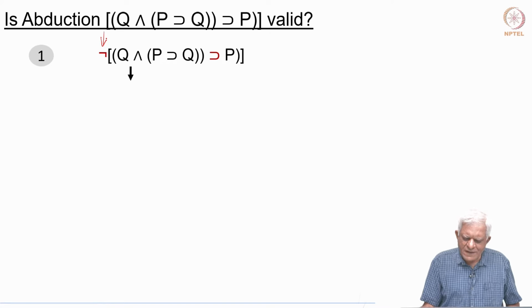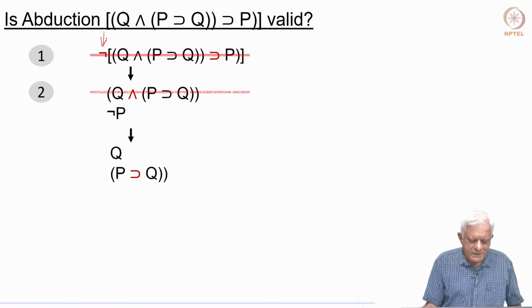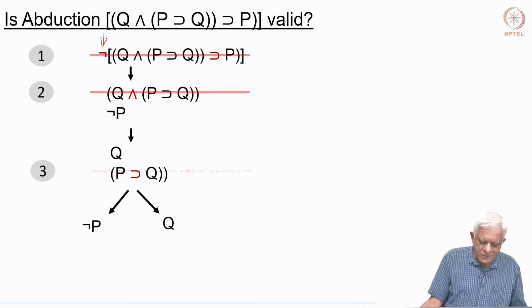Like before, we eliminate the implication, and we get something very similar, except that Q and P are in different places now. We eliminate the AND. So, we get Q must be true and P implies Q must be true. Then we eliminate the implication and we get that not P must be true and Q must be true.